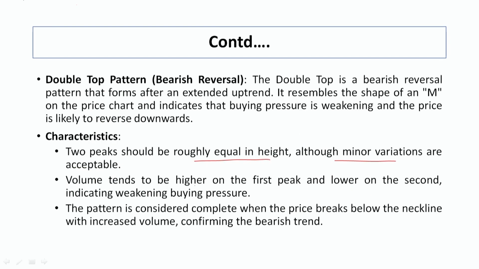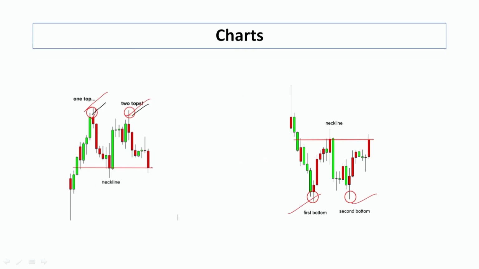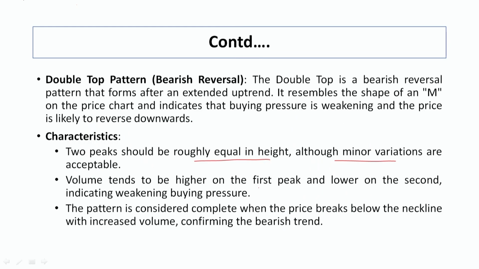So, volume tends to be higher on the first peak and lower on the second. If this situation arises, at this peak the volume should be high if we compare the price and volume, and at this second peak the volume should be low. So, this will confirm the trend reversal pattern. The pattern is considered complete when the price breaks below the neckline with increased volume, confirming a bearish trend.